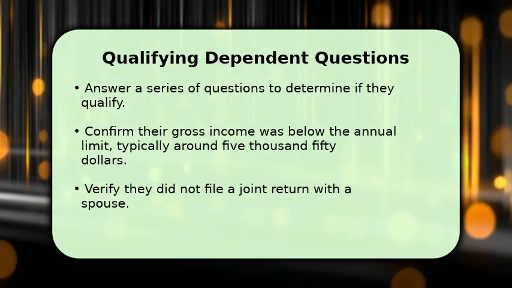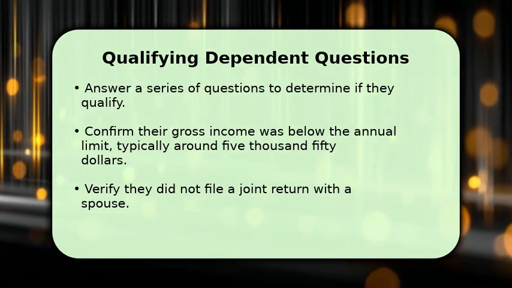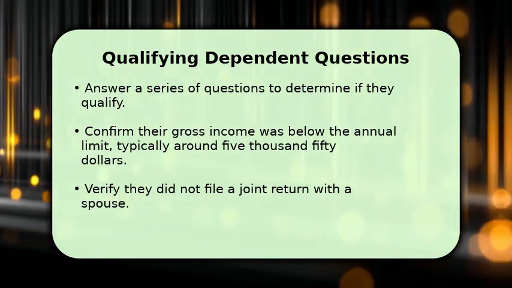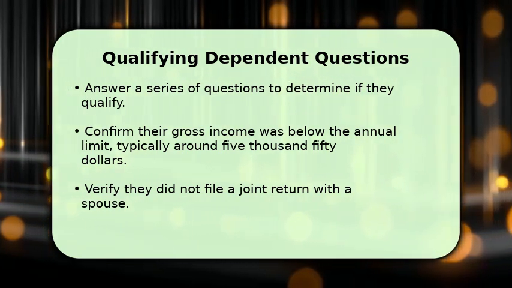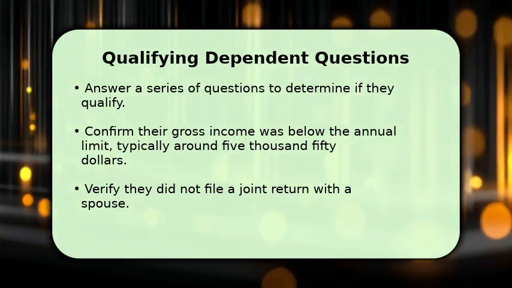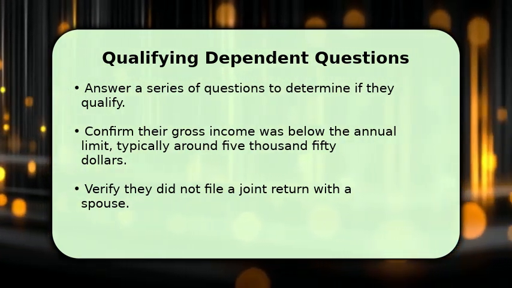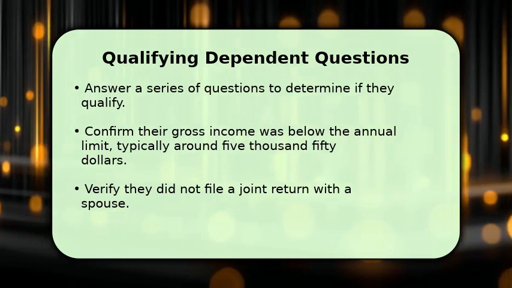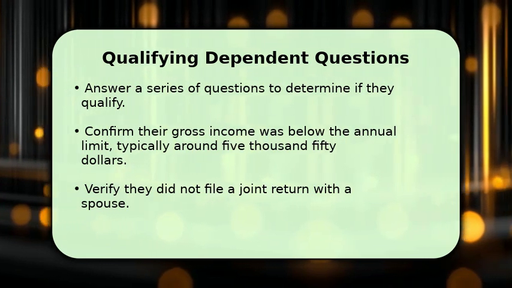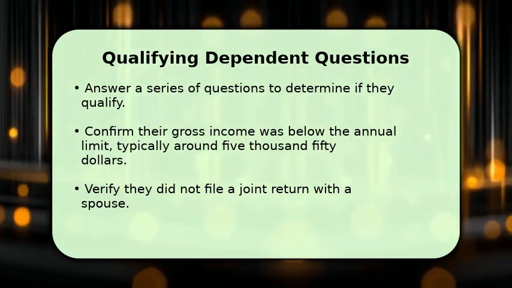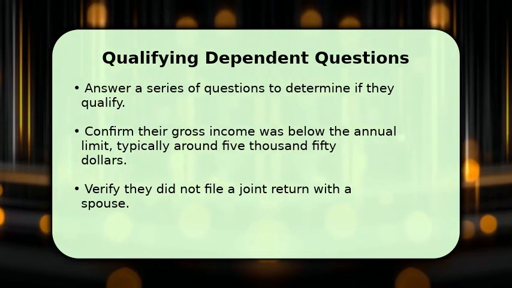TurboTax will then guide you through a series of questions to determine if your dependent qualifies. You will confirm their gross income was below the annual limit, which is typically around $5,050. Also, verify they did not file a joint return with a spouse. These questions ensure they meet the IRS criteria for a qualifying child or qualifying relative.